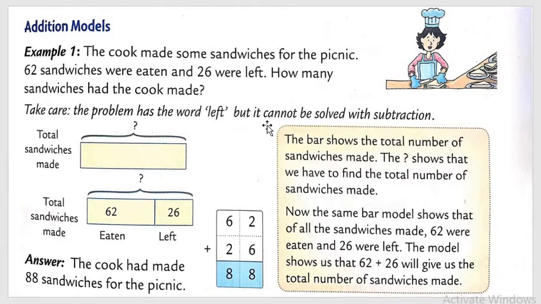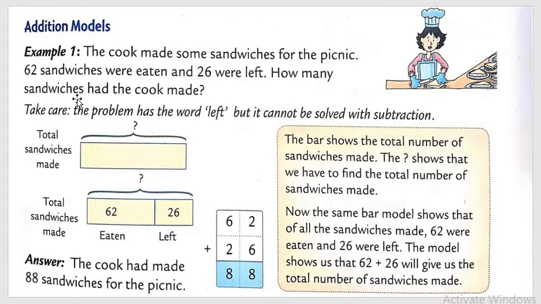The word "left" is important, but this sum cannot be solved with subtraction. Usually, whenever the word "left" comes, we do subtraction. But here there is no need to subtract. Read this topic: what are we learning here? The addition model. So here we do only addition. Got my point, all students?